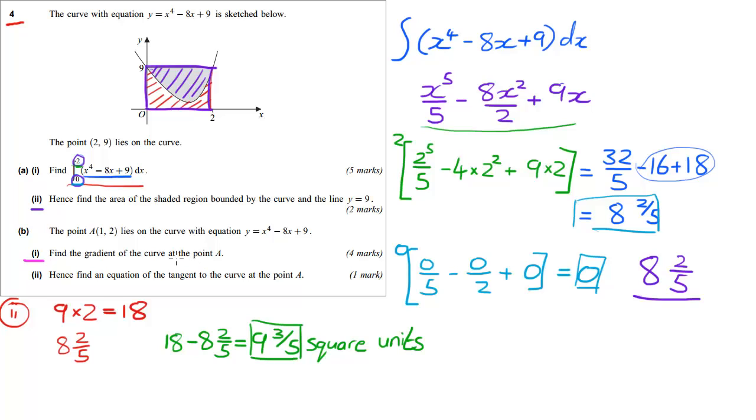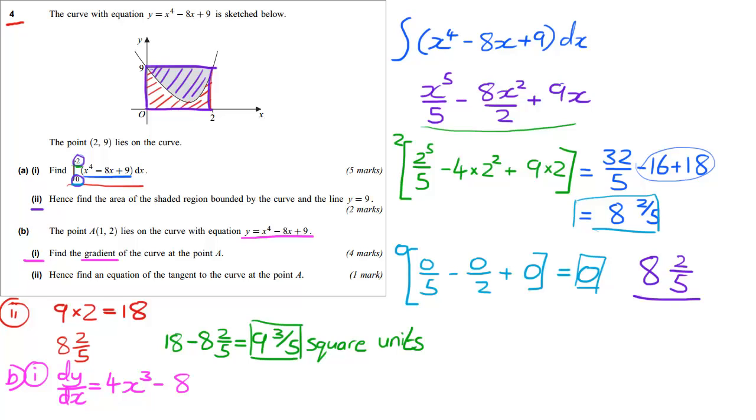So in order to do that, in order to find the gradient, we need to find dy over dx. dy over dx is the gradient. There's just a notation for it. It's the difference in y over the difference in x. All the same thing. So let's differentiate this equation here. What are we going to get? Well, we're going to get 4x cubed minus 8, and then the 9 disappears. So that is what we are going to get there.